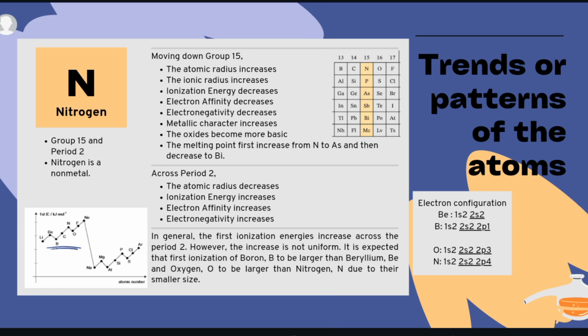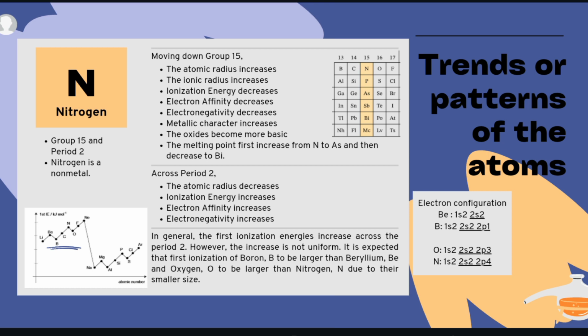While across period 2, the trends are: the atomic radius decreases, the ionization energy increases, the electron affinity increases, and the electronegativity increases. In general, the first ionization energy increases across the period too. However, the increase is not uniform. It is expected that the first ionization energy of boron to be larger than beryllium and oxygen to be larger than nitrogen due to their small size.